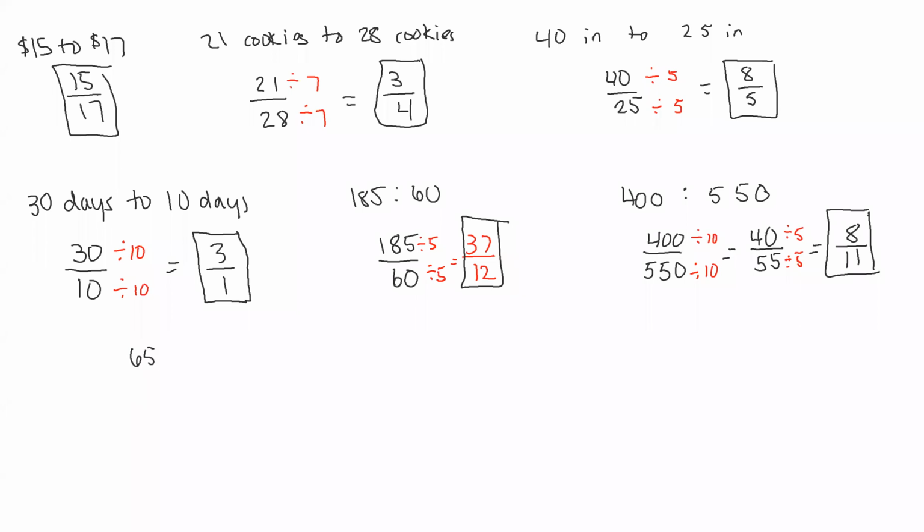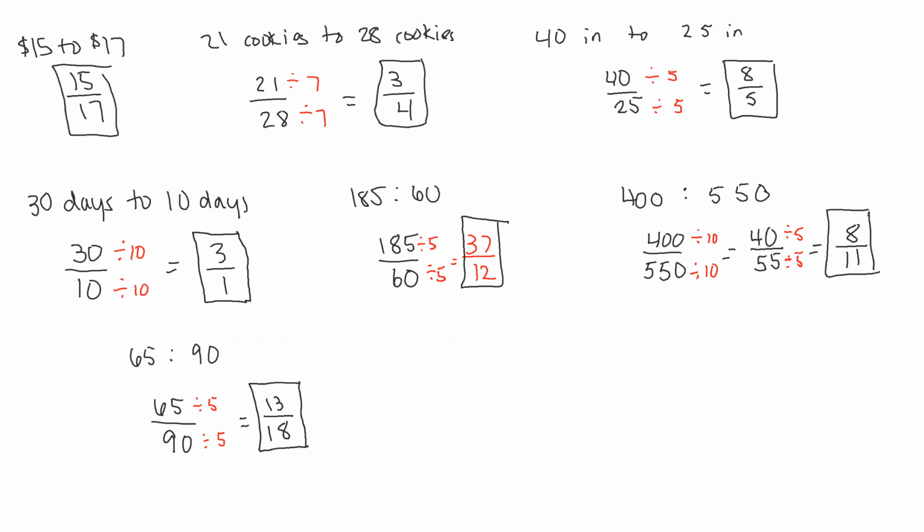So let's say I have 65 to 90. I start by putting 65 over 90. Both numbers are divisible by at least 5. They end in 0s and 5s. So let's start there. So divide by 5. Well, 65 divided by 5, I believe, is 13. 90 divided by 5 is 18. 13 and 18 have no common factors, so there's your simplified ratio.